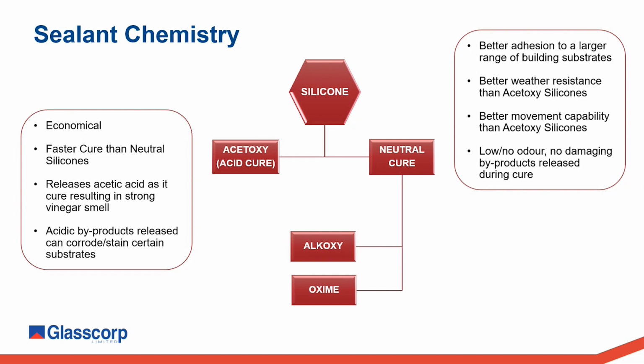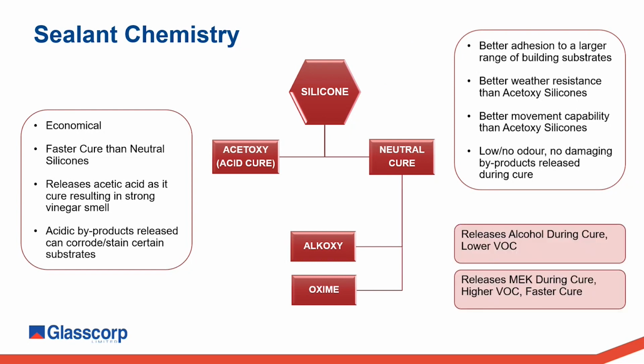Oxime silicones release MEKs, or methyl ketones, during curing. You don't need to remember that, but MEKs are just an example of a VOC, which we covered earlier. So their release can lead to oximes having a more noticeable odor when compared to alkoxies. Oxime silicones do have the advantage of being faster curing than their alkoxy counterparts.